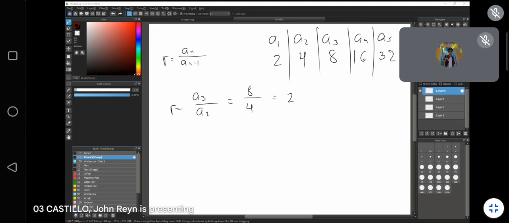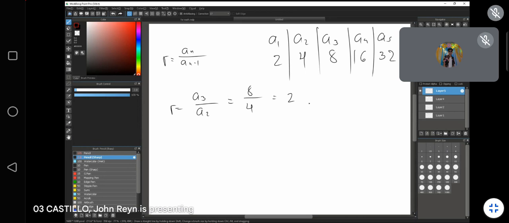It is but the current term over the preceding. It's always like that. If it's 32, it's over 16, not over 8. 32 over 16, 16 over 8, 8 over 4. Whatever you assign as the subscript for N, the denominator is diminishing by 1.